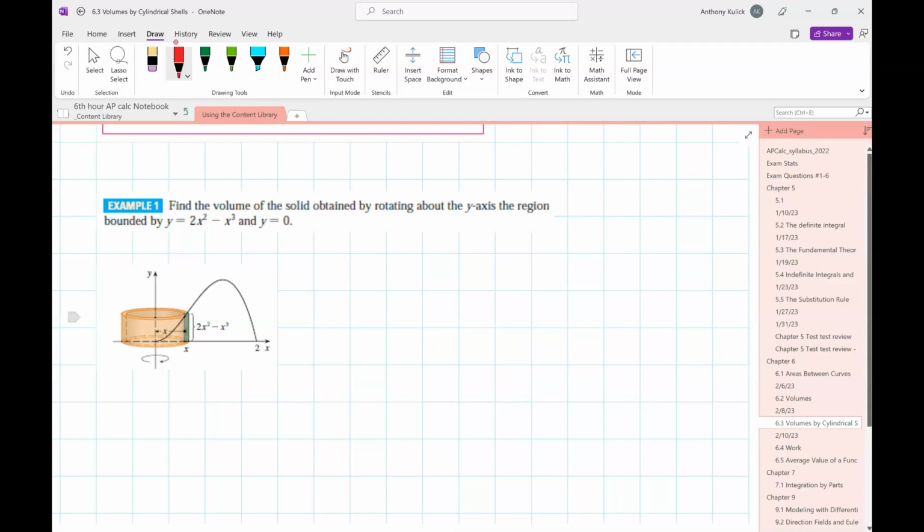So here, we're going to be integrating with respect to x. It's kind of the opposite rule of what it was for washers and discs: if we're rotating about the y-axis, we integrate with respect to x. If you rotate about a horizontal axis, you're going to want to integrate with respect to y.